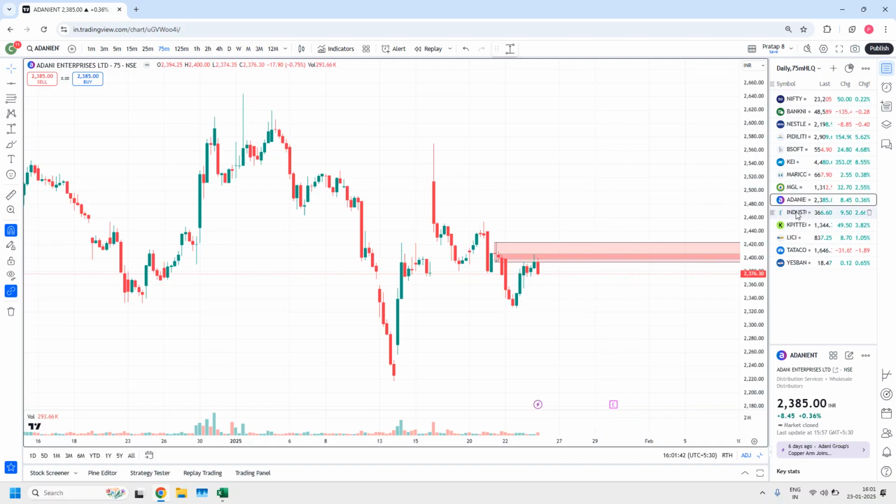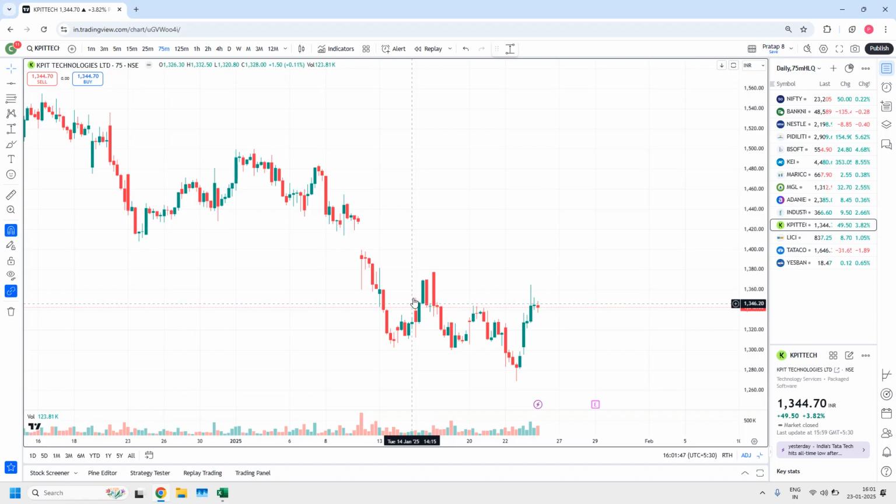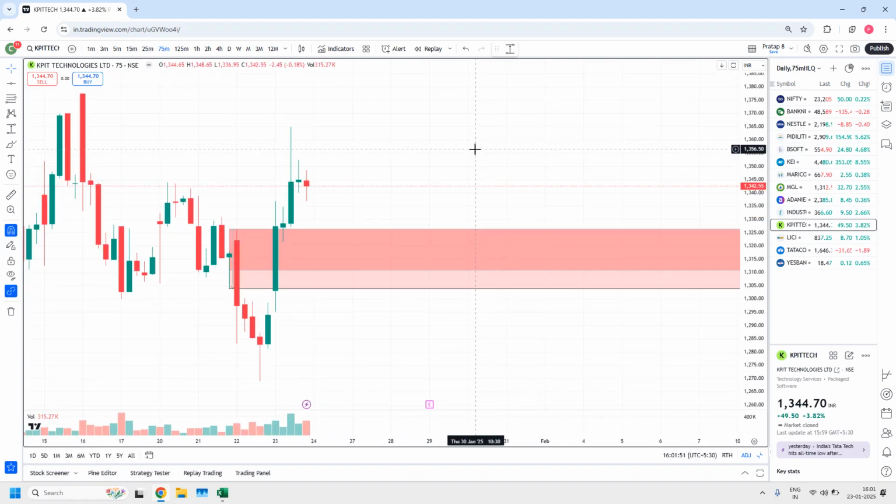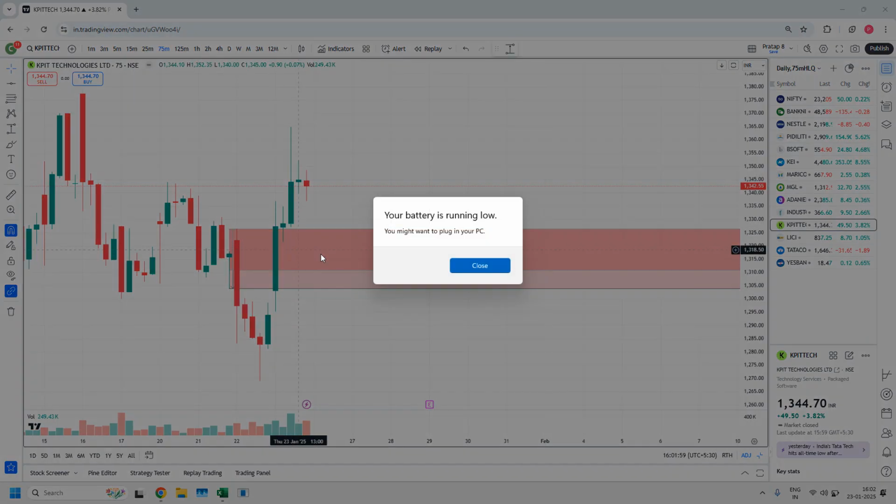And Indus Towers we already discussed. And next one is KPI Technologies. This is also a 75-minute zone. See, this is also violated. Drop, base, drop. I have drawn a 15-minute zone, but I did not drop a 5-minute zone within this 15 minutes. Why? What is the reason?